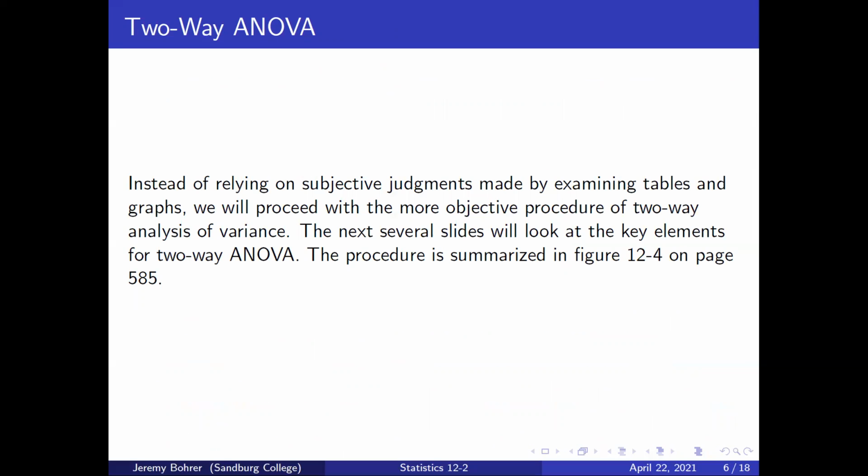Instead of relying on subjective judgments made by examining tables and graphs, we will proceed with the more objective procedure of two-way analysis of variance. In the next several slides, we'll look at the key elements for two-way ANOVA. The procedure is summarized in figure 12.4 on page 585.